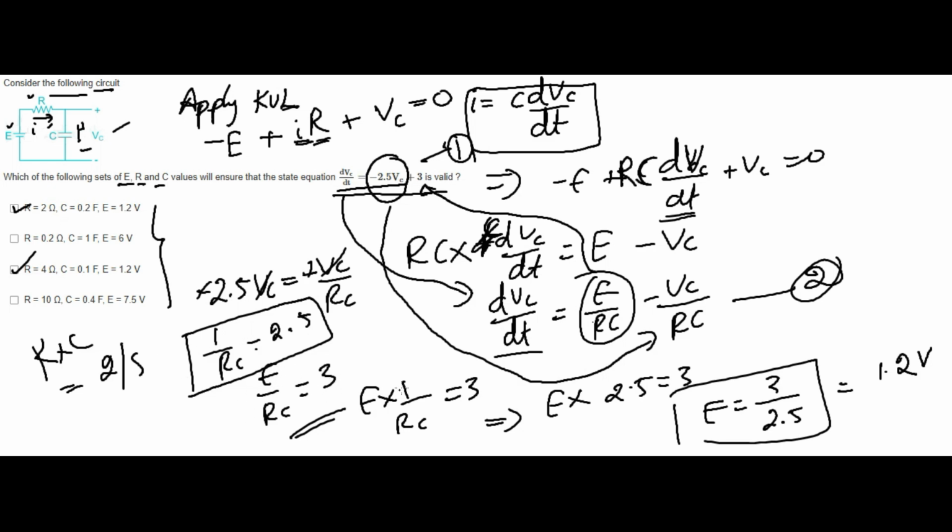How can we write this E by RC? E into 1 by RC. Then what is this E into 1 by RC? 2.5. 2.5 is equal to 3. So E is equal to 3 by 2.5, which is equal to 1.2.